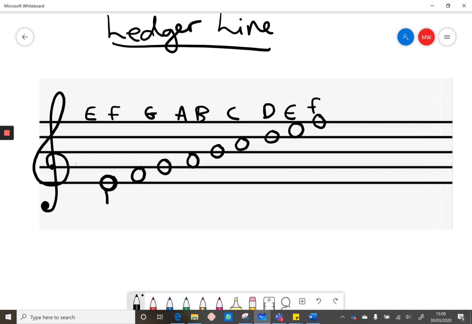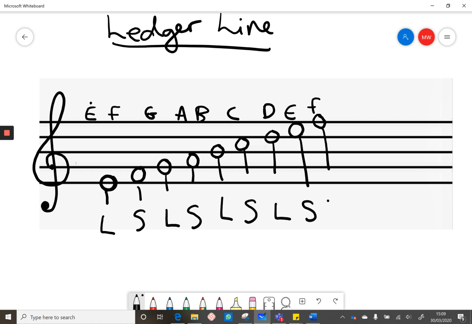As you can see, this E note is on a line, but this one, the F, is on a space. Then we go to the G, which is on a line, and the A, which is on a space. And then we have another line, and then another space. D is on a line, E is on a space, and F is on a line. So as we can see, the pattern is line, space, line, space, line, space, line, space, and so on, and that can go on forever.